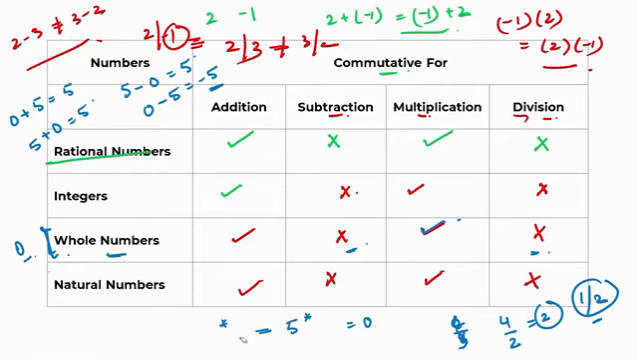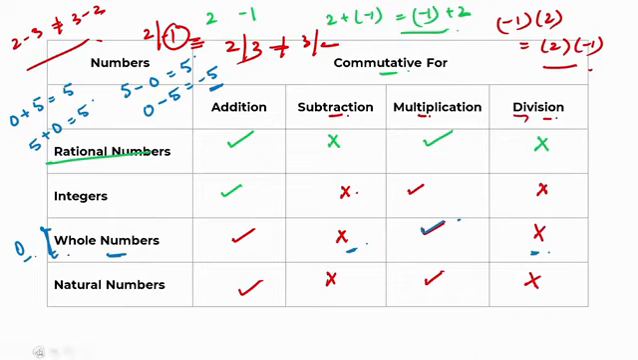So now let's see the last type of numbers, that is my natural numbers. For natural numbers as well, I've written whether addition, subtraction, multiplication and division are closed or not. So let's take examples and understand how these things work. In case of natural numbers, when I talk about addition, adding 1 plus 2 or 2 plus 1, both of them are going to be equal. That means in case of natural numbers, addition is closed.